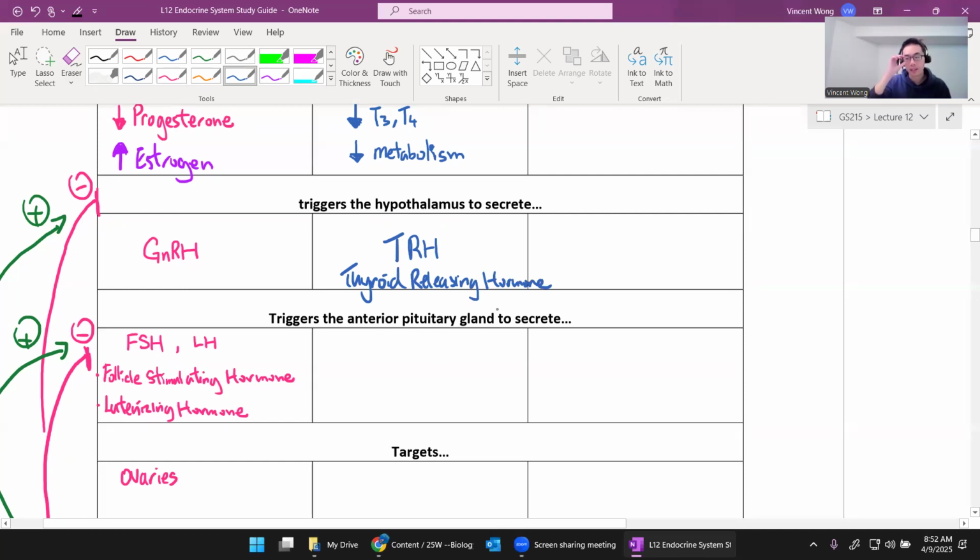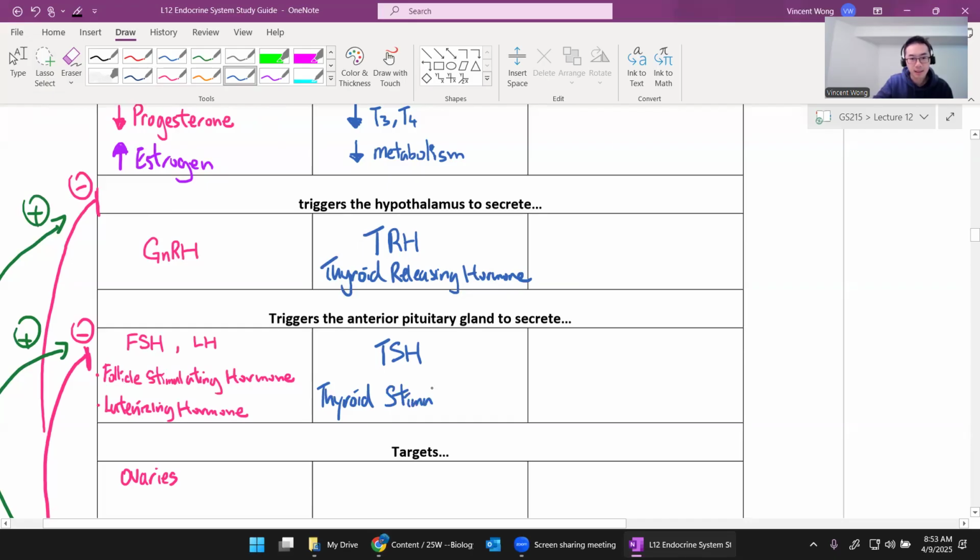Okay, thyroid releasing hormone. Then triggers the anterior pituitary gland to secrete something else. So another tropic hormone. Again, everything in the metabolism starts with a T. This is TSH. Okay, thyroid stimulating hormone.